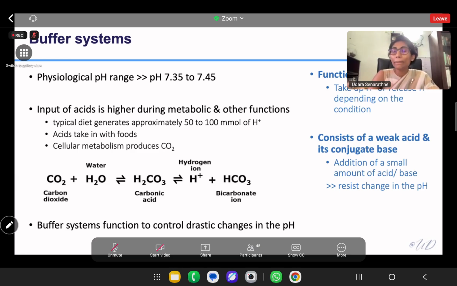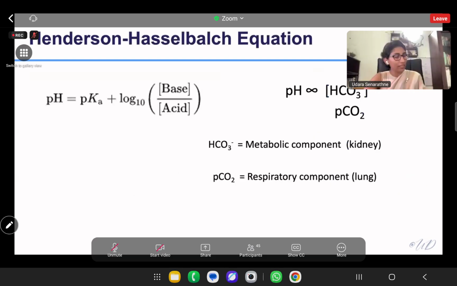So the main function of a buffer system is to resist changes in the pH. But that is only if a small amount of acid or base is added. If a large amount is being added, then your buffer systems will fail and your acid-base status will default and become pathologic. That means you might get acidosis or alkalosis.